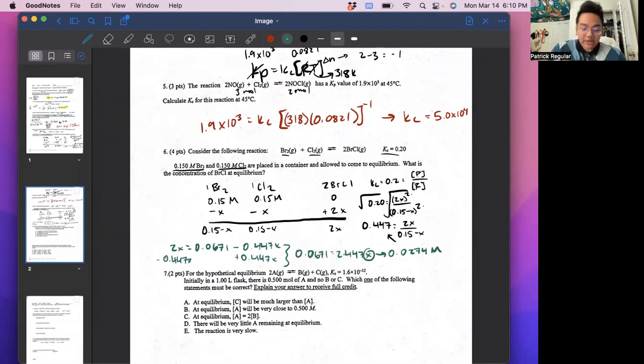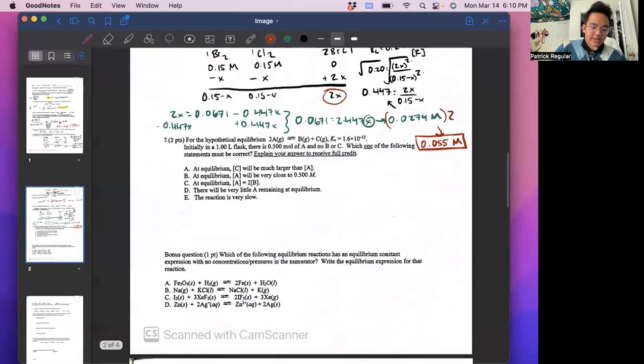That's not our concentration of BrCl, because remember, BrCl is at 2x. So we just multiply that by 2. All right. And our new final concentration is 0.055 molarity. That is the concentration at the very end. Now let's look down here.